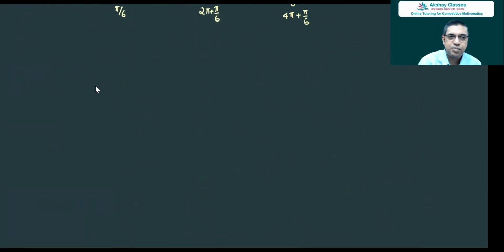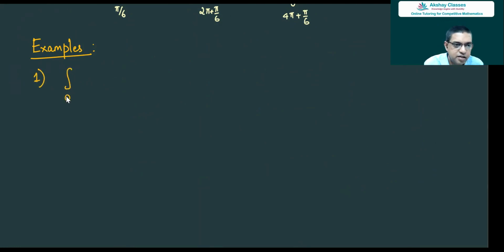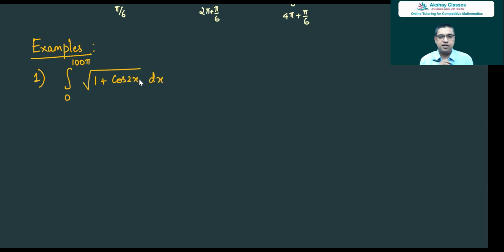Now let's do some examples on this. The first example, evaluate this integral, integral 0 to 100 pi under root of 1 plus cos 2x dx. Yeah, please solve. Please give me an answer. I'll give you 3 minutes time.